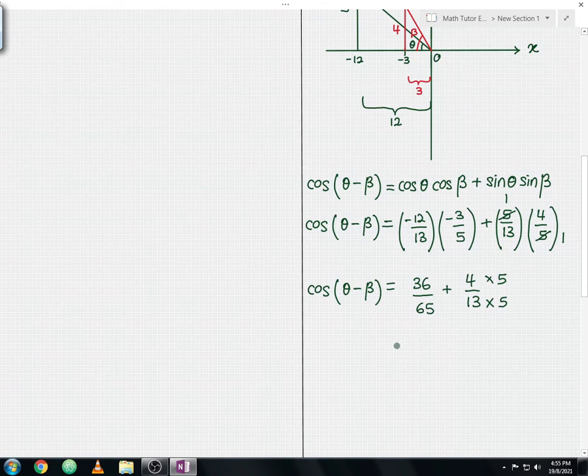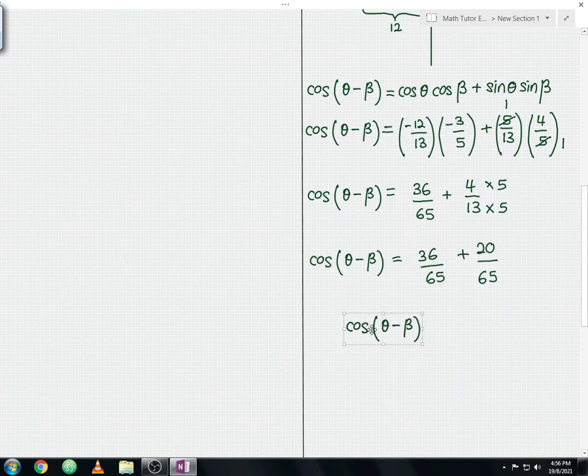So your cos of theta minus beta will be equal to 36 over 65 plus 20 over 65. Let me copy paste this. You add these two fractions together, and from here you should get your final answer: cos of theta minus beta is equal to 56 over 65. So this is your final answer.